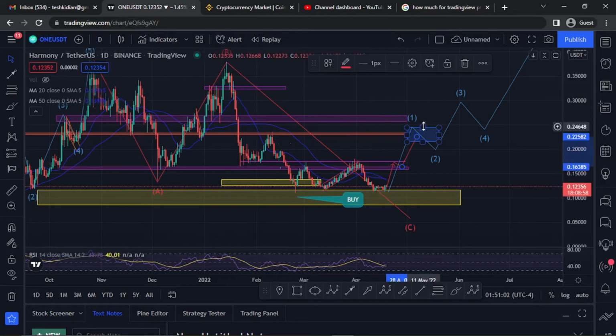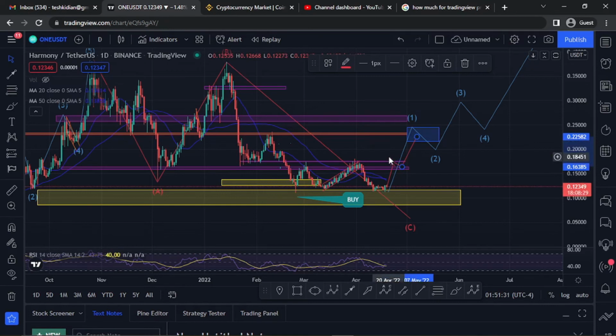If this move plays out to around the $0.21 mark, I believe my Elliott wave pattern will be playing out, and what will have formed here will be the wave 1, then I will expect a wave 2, a wave 3, and then a wave 5 taking us to a new high. So those are the key scenarios that I expect to see on this chart.